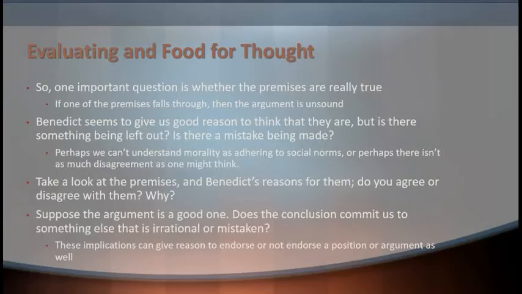So, Benedict seems to have given us good reason for thinking that premises 1 and 2 are true. She gives us a lot of evidence that there's disagreement in the world, and she also gives a brief argument that what's morally good is really identical to what's socially normal. But is there anything being left out? Are there mistakes being made here? One thing that you might want to consider is that perhaps we can't understand morality as just adhering to social norms. Maybe there's more going on when we talk about what's moral or what's right. Or perhaps there isn't nearly as much disagreement as we like to think. Perhaps premise 1 is actually where the mistake is made.